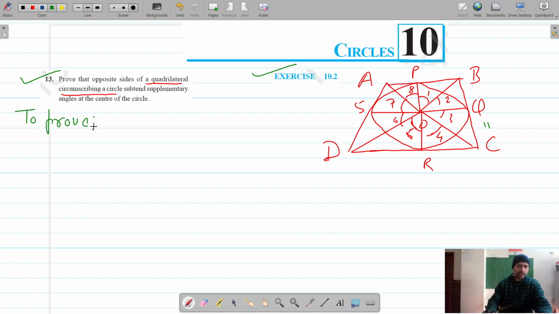So it says that we have to prove that the opposite sides of a quadrilateral subtend supplementary angles at the center. So the opposite sides are AB and DC, and the angle subtended by them at the center is angle AOB, and then its opposite side is DC, angle subtended by it is DOC, so COD.